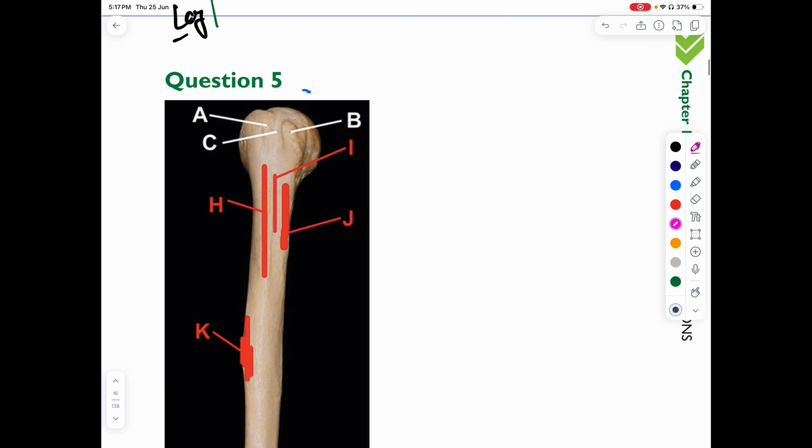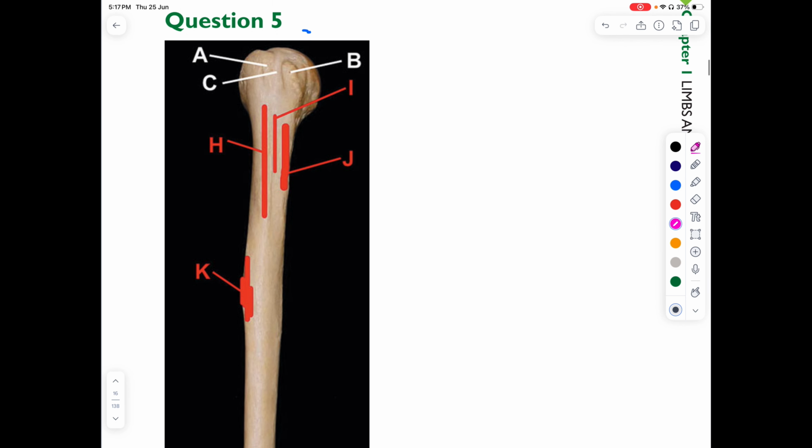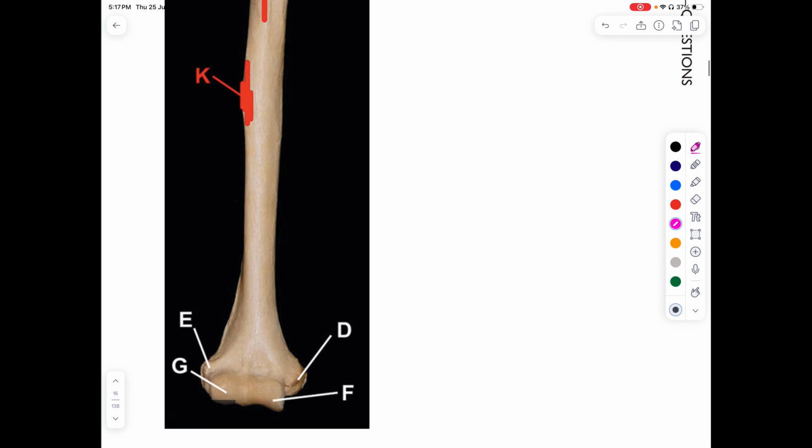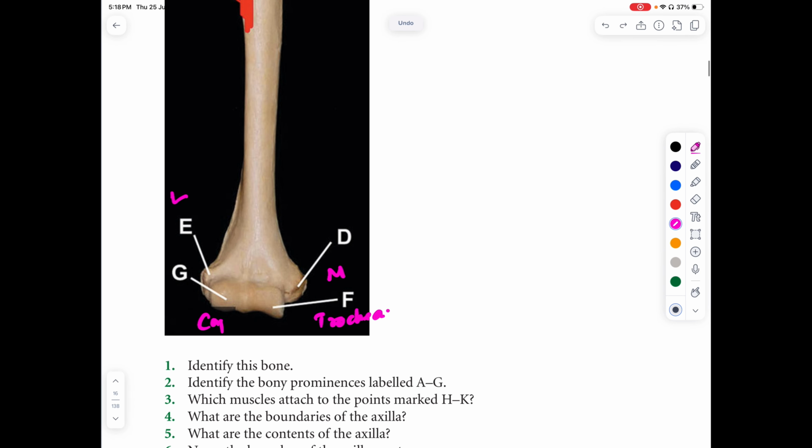So this one is the humerus. Now this is the lesser tubercle, this is the greater tubercle, and this is the anterior side. If you see the capitulum and trochlea, the medial epicondyle is always bigger. So this one is the medial side, this is the lateral side. The medial epicondyle has the trochlea. This is the capitulum, so this is where the joint is formed.